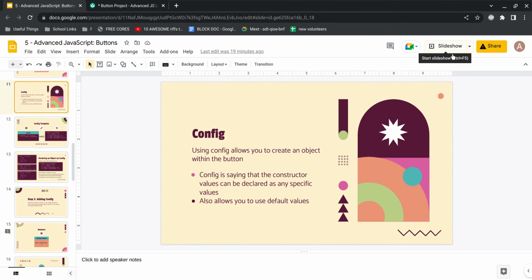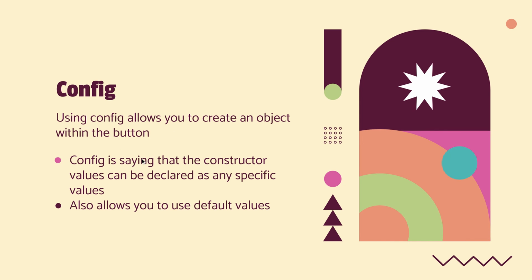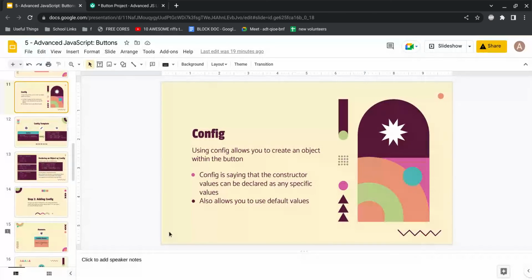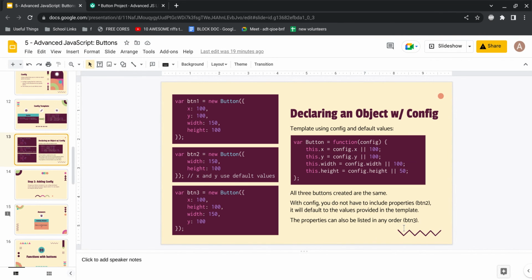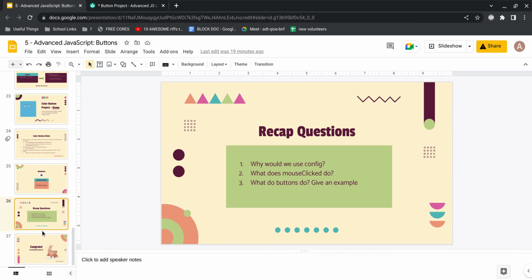Using config, as we've said before, allows you to create an object within the button, and config is saying that the constructor values can be declared as any specific values, and it also allows you to use the default values. So when you're creating your button, if you do not put in a value for, for example, X, it will use the default value. And config has many benefits. As we've said before, you don't have to include the properties, and the properties can be listed in any order.